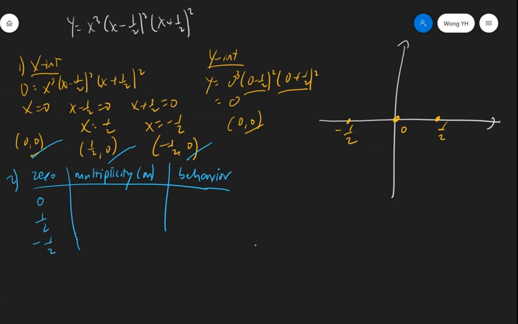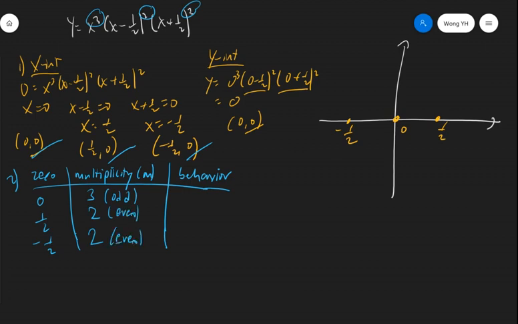Look for the multiplicity. We have to refer to the function again. The m for the first one, 0, comes from here. As you can see, the exponent outside is 3, so we put 3. The second one, half, comes from this bracket. The exponent outside is 2, so put 2. The third one, negative half, comes from this bracket. The exponent outside is 2, so put 2.